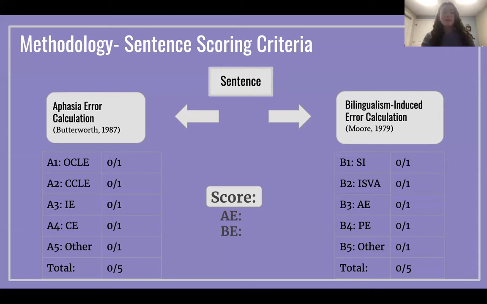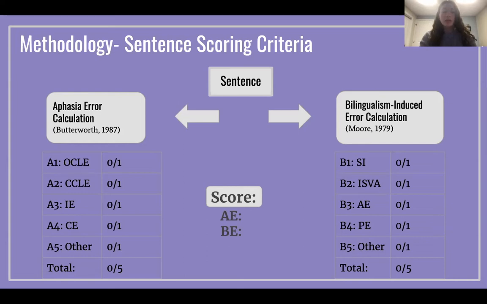Here is an example of the sentence scoring criteria for one sentence, for aphasia. For both aphasia and bilingualism-induced errors, they were counted on a score from 0 to 5.